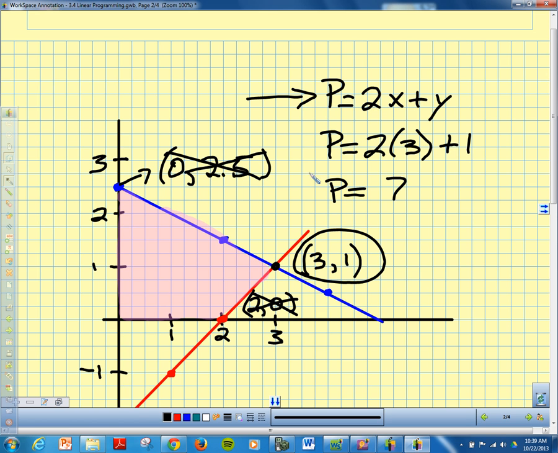Kind of a multi-part answer, right? When I grade this problem on the test, I'm going to be looking for the shading. I'm going to be looking for the corners of your feasible region, as well as this answer. So that's why it's worth a lot of points, right? Because there are a lot of different parts.